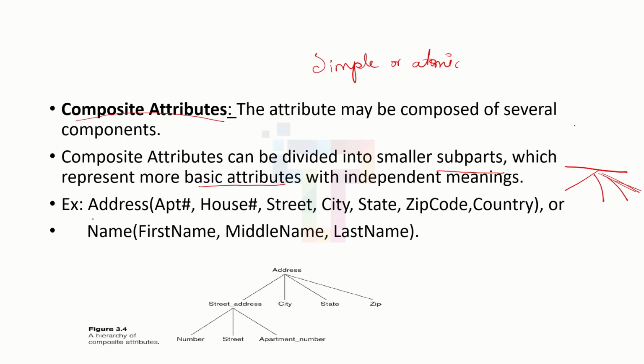For example, they have taken address. See here, address is one attribute, right? Address can be further divided into smaller parts: street address, city, state, zip code and all. Again, street address is divided into street number, street name or apartment number like this. An attribute which can be divided into multiple parts is called a composite attribute.